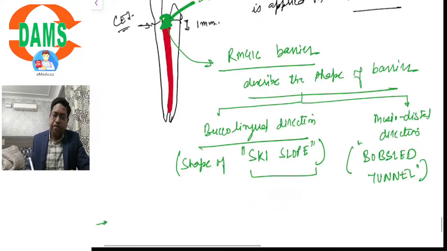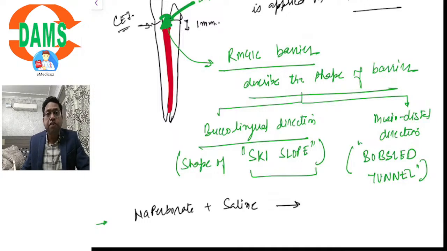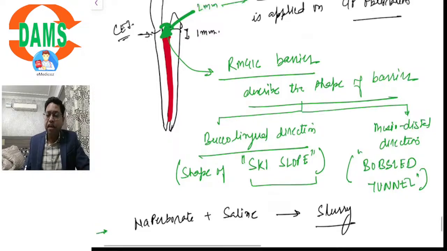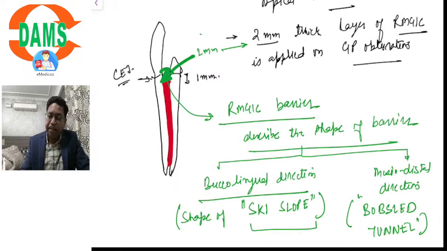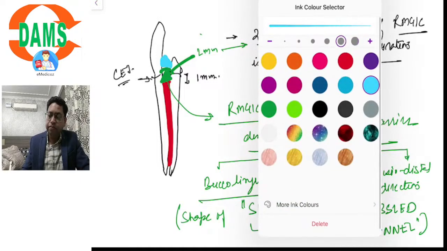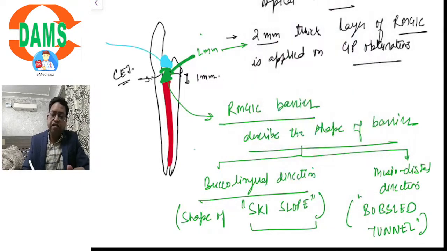In the next step, what is done? Sodium perborate is mixed with saline. We know that sodium perborate is a white crystalline powder. It is mixed with saline, which results in the formation of a slurry-like paste, and this paste is then packed into the pulp chamber. This is sodium perborate plus saline packed into the pulp chamber.